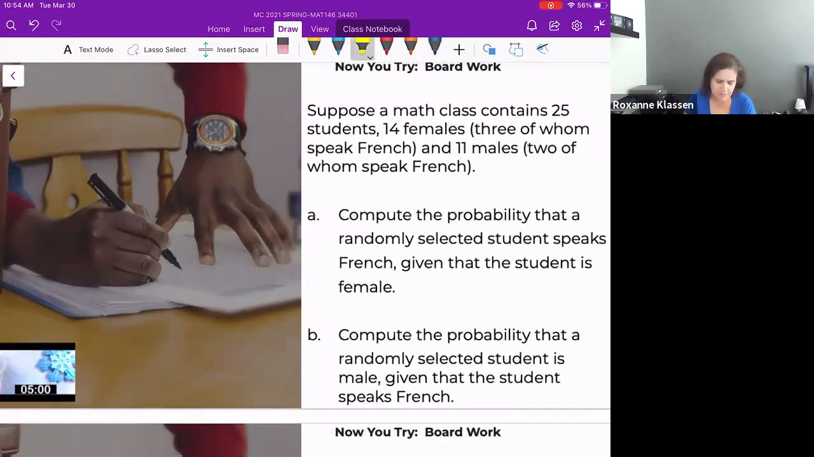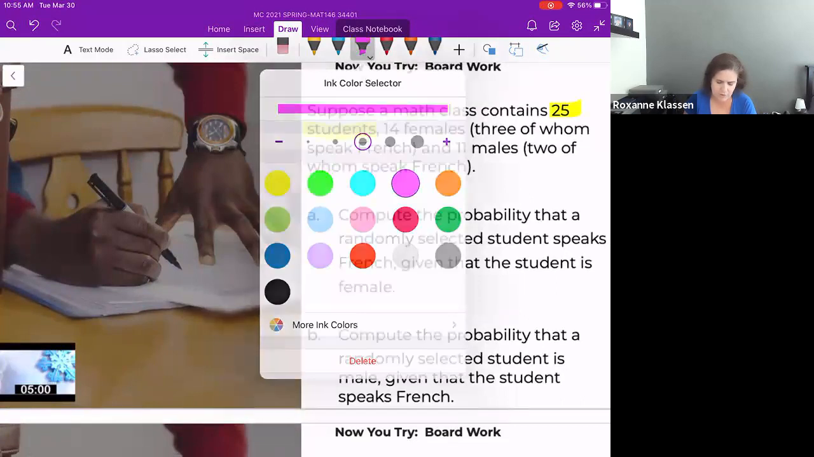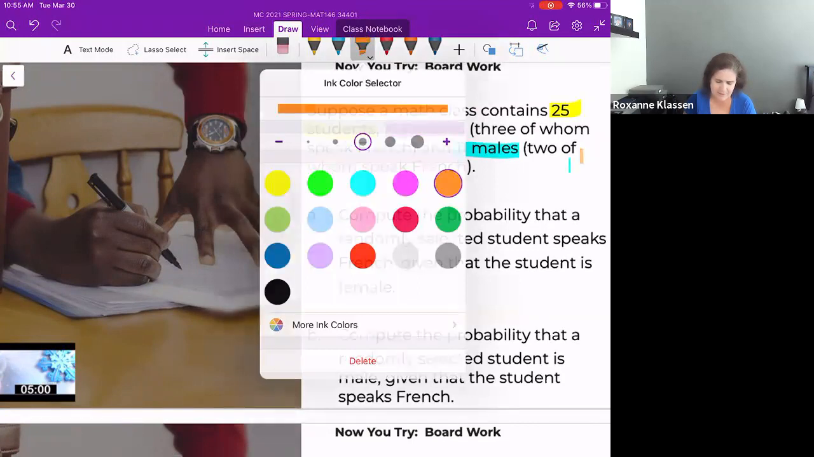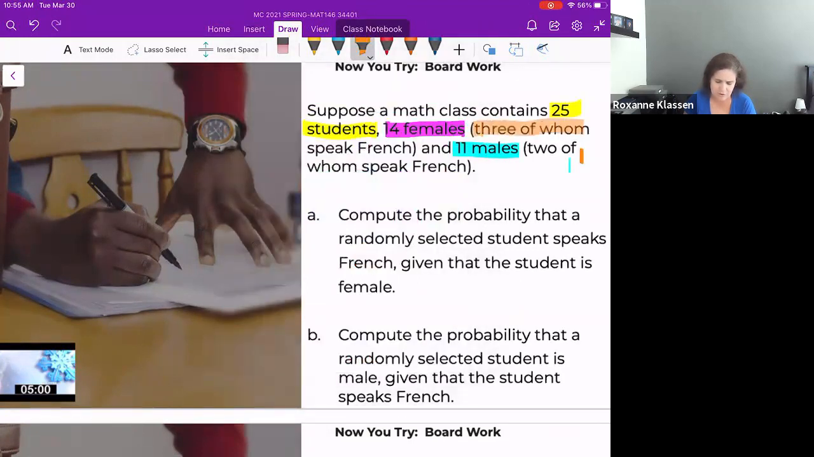It says, okay, we have a math class, it has 25 students. And then we know that 14 females. We also know that we have 11 males. But then they tell us something else. And it's about French. So it says 14 females, 3 of whom speak French, and 11 males, 2 of whom speak French. Sometimes they give it to you all in words like this, and sometimes they give it to you in a table, okay? But we need to make sense of these problems.